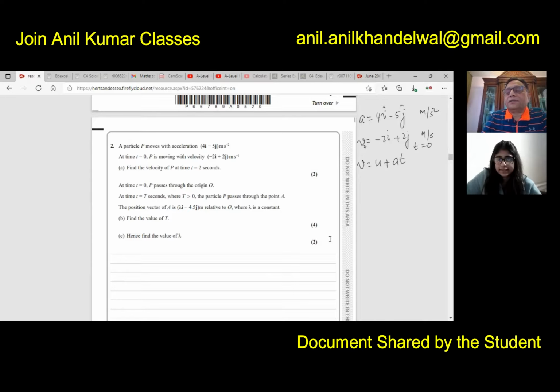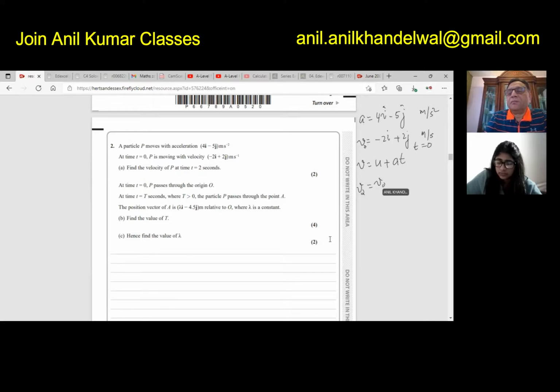In that case, I now know acceleration and I know the time. So the velocity at 2 seconds, let me write this as v2, will be equal to the initial velocity, which is given to us, plus acceleration, which is also given to us, times t, which is 2. So now we'll do this vector addition.